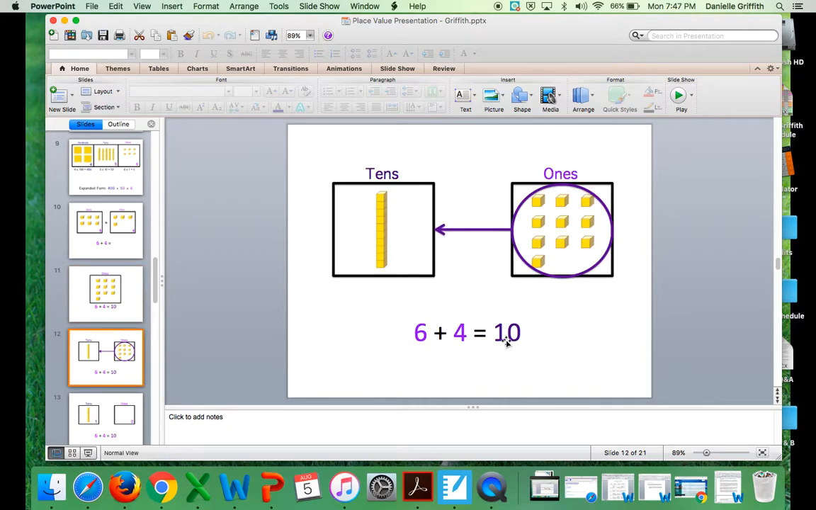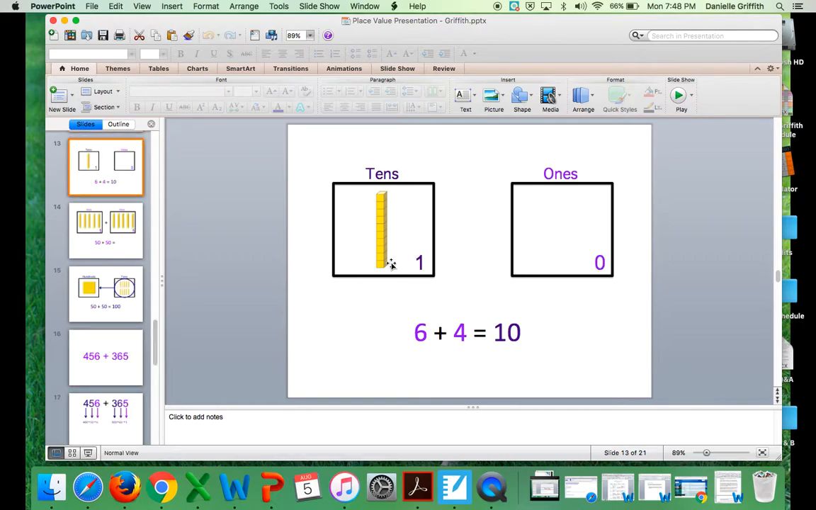So what we do is we're going to bundle up these 10 unit cubes, and we're going to slide them over to the tens place, where it becomes one long. And the 10 unit cubes are within that long. And you can count them. There's 1, 2, 3, 4, 5, 6, 7, 8, 9, 10. So now our 10 looks like this. We have a 1 in the tens place and a 0 in the ones place because we have 0 ones.